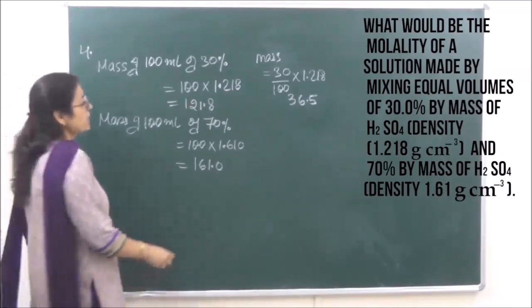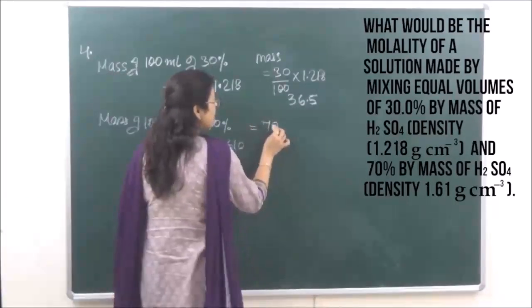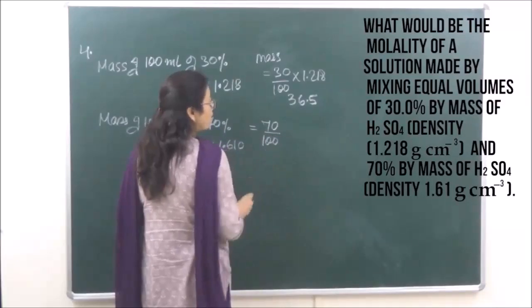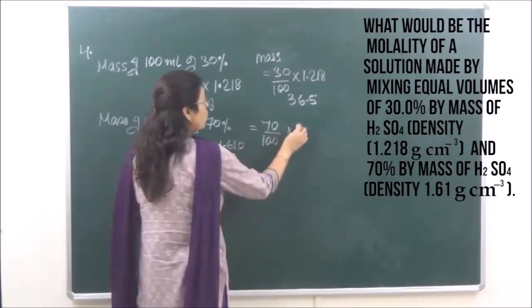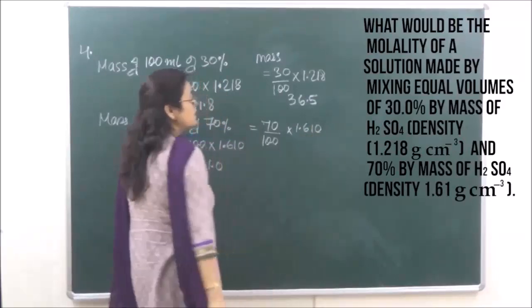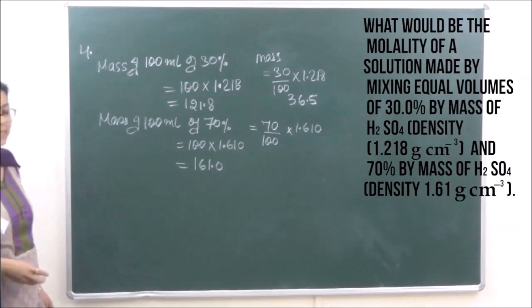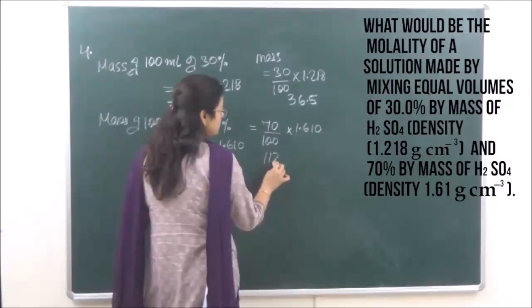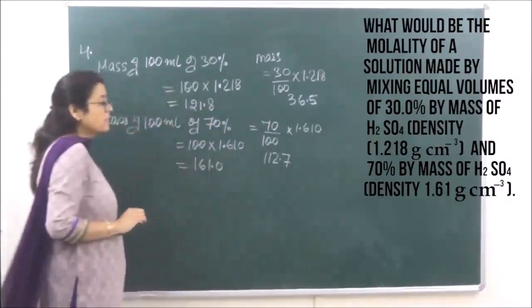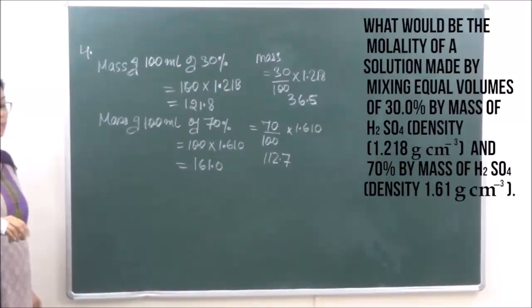Over here also we can calculate in a similar manner. 70 upon 100 into 1.610. When this is calculated, it is coming as 112.7. This is the first half of the question. Now we have two figures over here. One is 36.5 and the other one is 112.7. Right? Now we calculate the mass of water in both the cases.